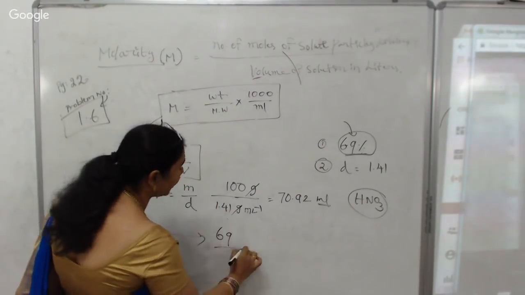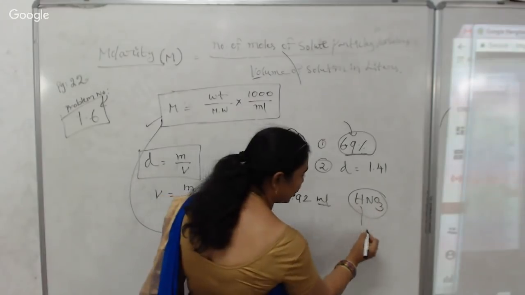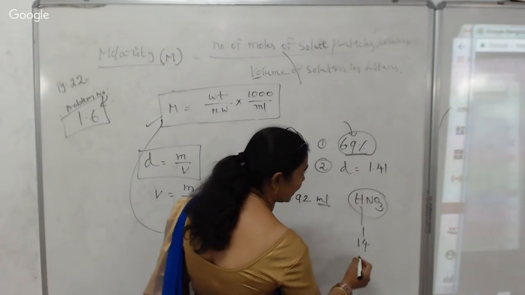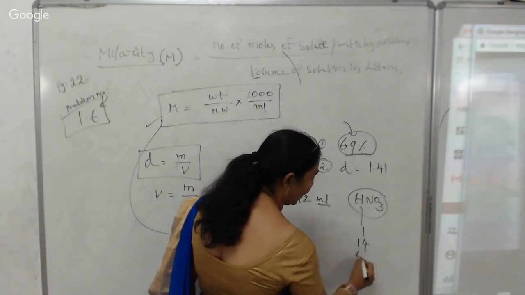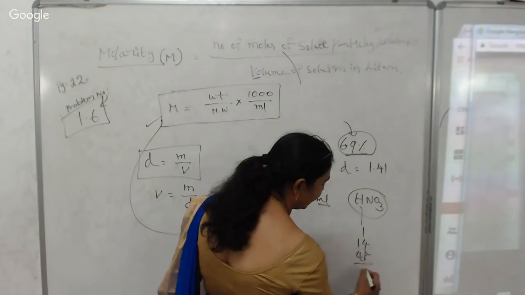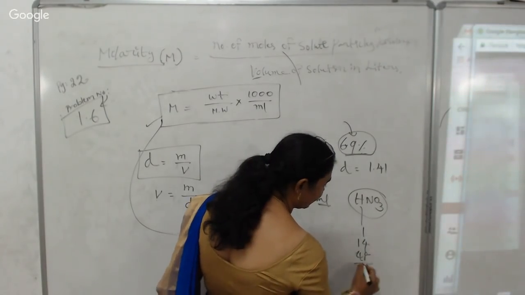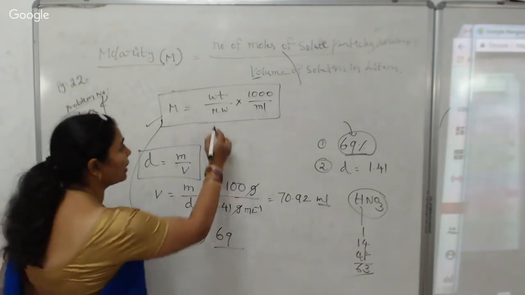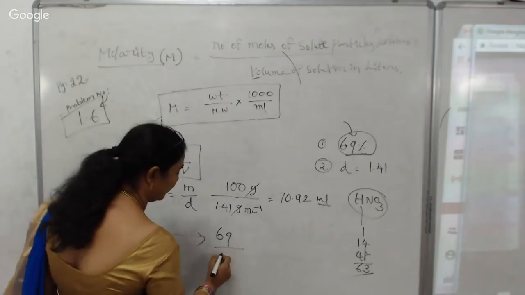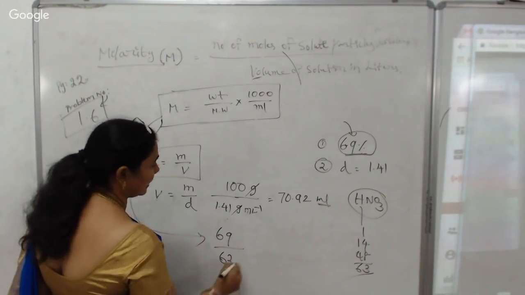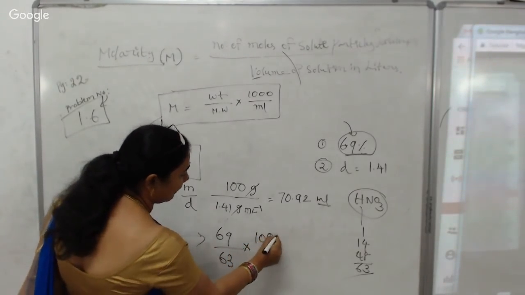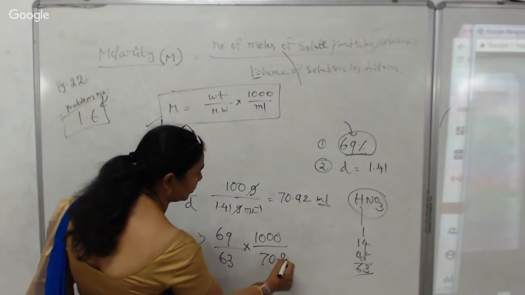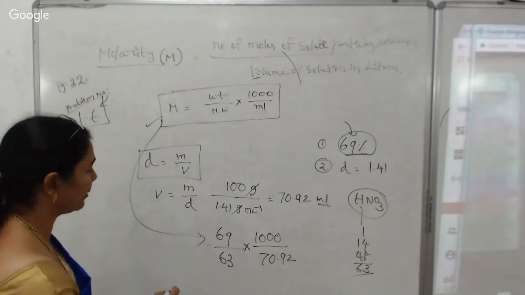Okay. And what is the molecular weight of HNO3? Hydrogen is 1, nitrogen is 14, and each oxygen is 16, so 16 into 3 is 48. If you calculate, you will get 63, right? So 63 is the molecular weight of HNO3. Is it clear? Into 1000 divided by how many ml you are getting? Divided by 70.92. So simple, M is equal to.